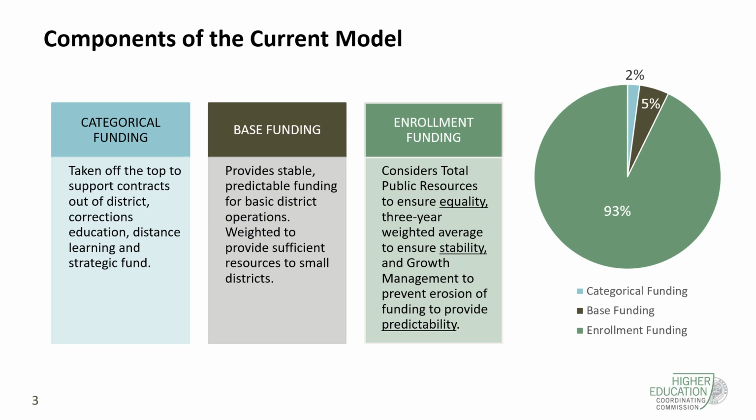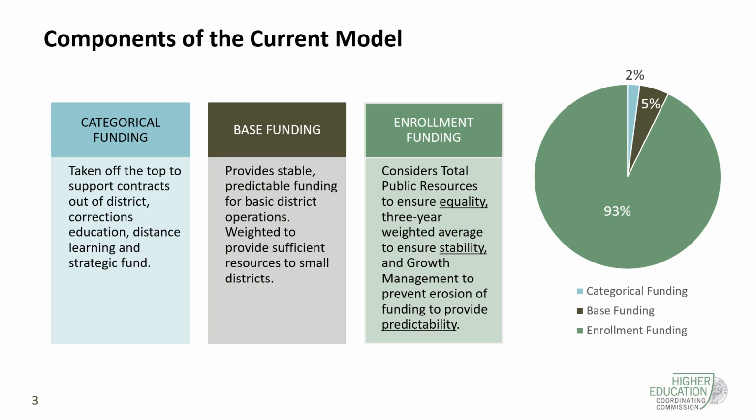There's also a component of the formula for base funding, which provides stable, predictable funding for basic community college district operations. Oftentimes, these are the fixed costs that are consistent and common among the colleges. This payment is weighted to provide sufficient resources to those districts that are smaller, as defined by enrollment size.